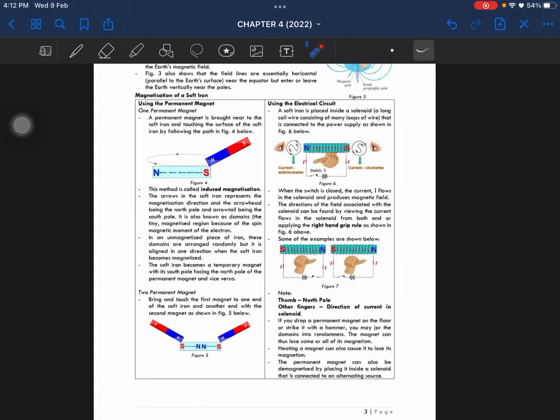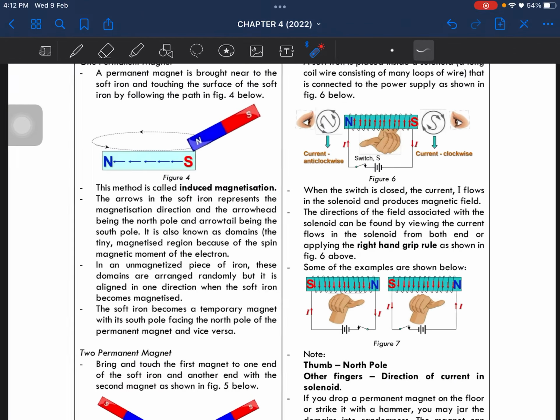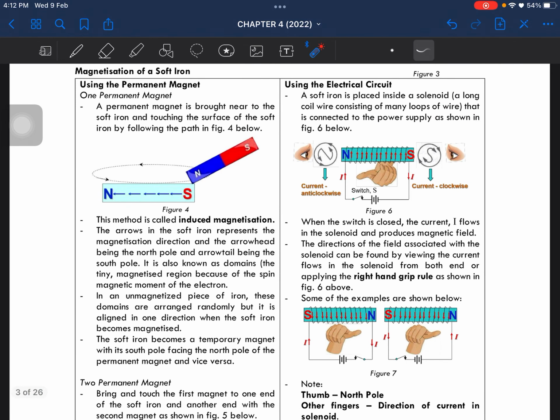Okay, alright. Now, magnetization of a soft iron. How do we magnetize a soft iron? We can either use a permanent magnet or use an electrical circuit. To use a permanent magnet, we can use either one permanent magnet or two permanent magnets. A permanent magnet can be brought near to the soft iron, which is this one here, and touch the surface of the soft iron.